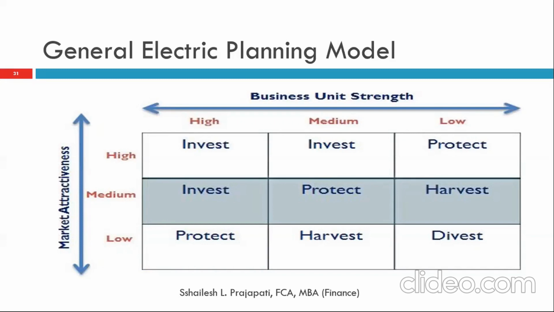If both the axes are on a medium part, it means you need to protect your business. You need to protect your business very well, because anytime it may have either a market attractiveness on a lower side or a business unit strength on a lower side.